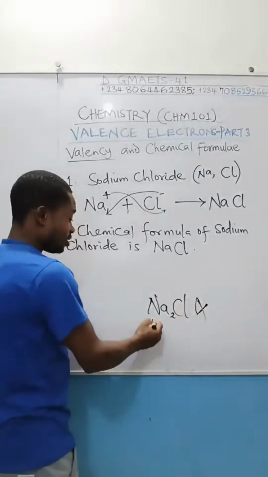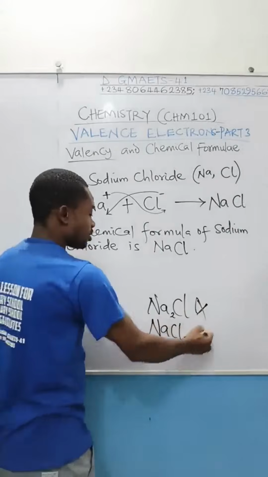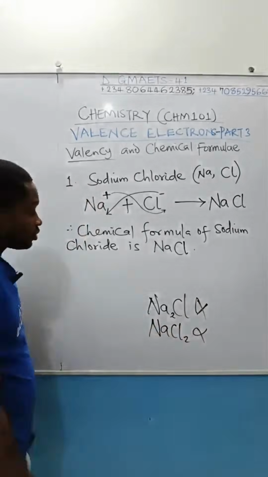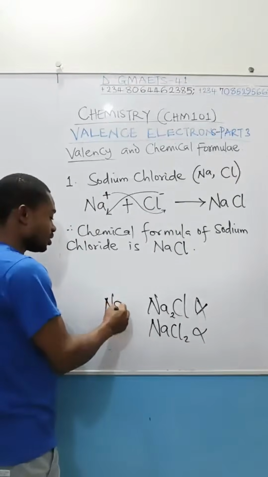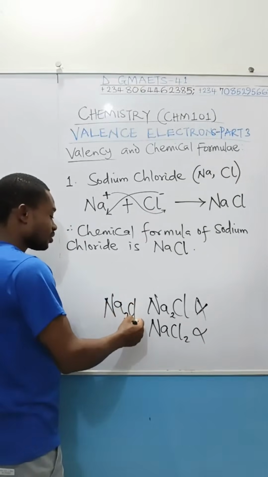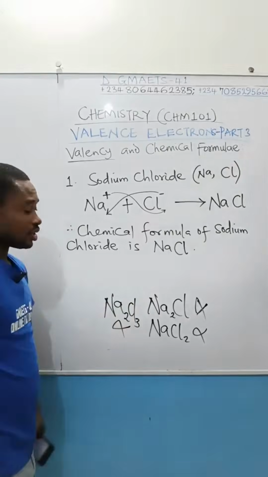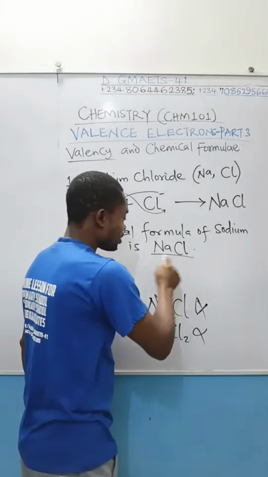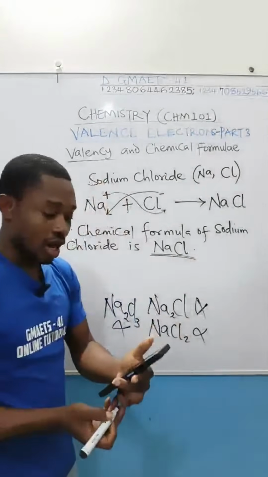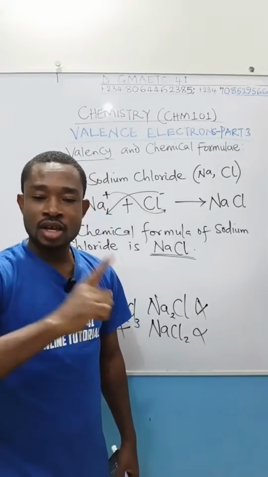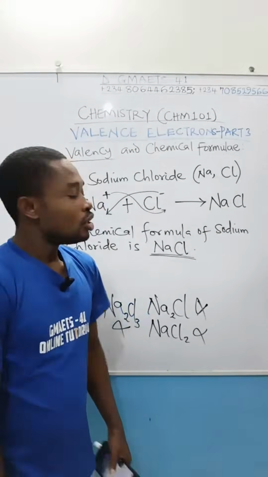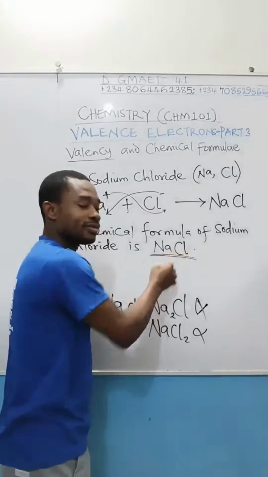If you are told that the chemical formula of sodium chloride is this, the person is wrong. You want to respect this. This is how the correct chemical formula of sodium chloride is written. NaCl, nothing and nothing else. You don't touch the atomicity.